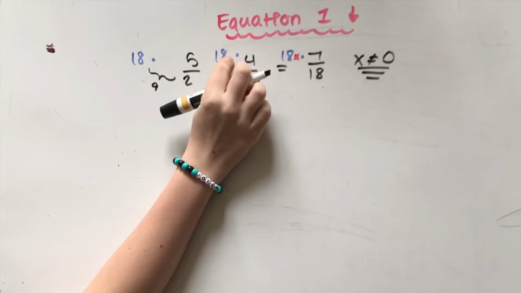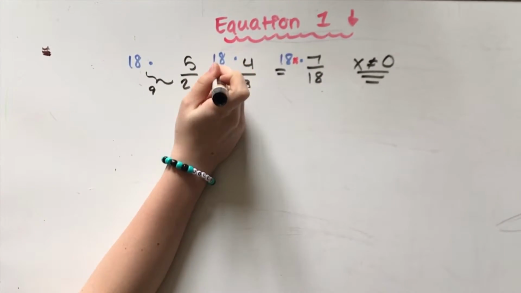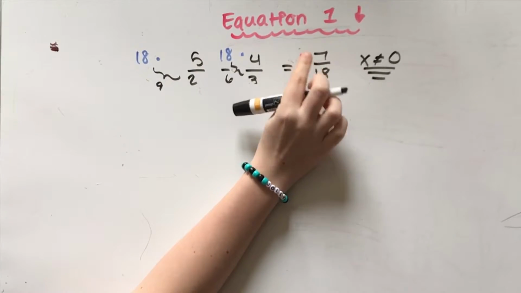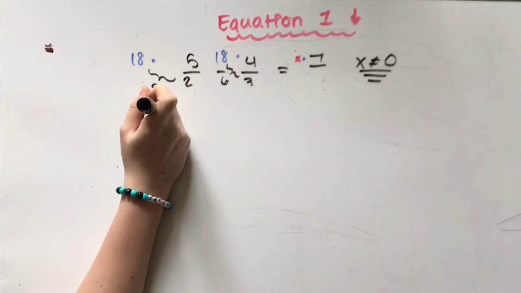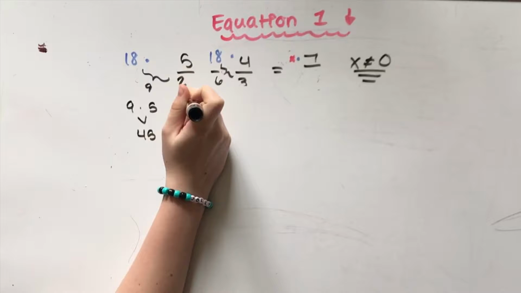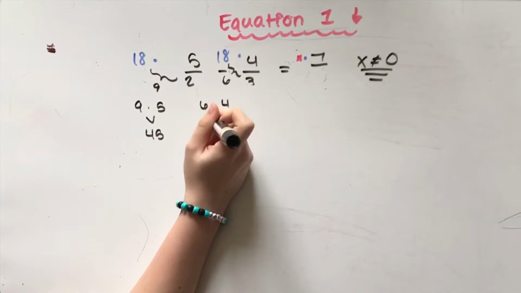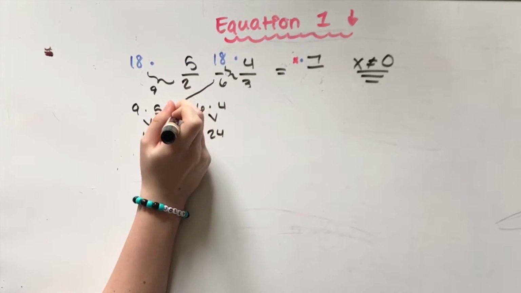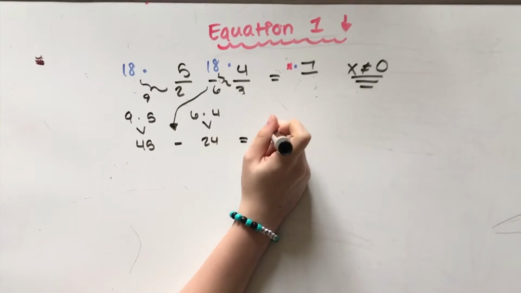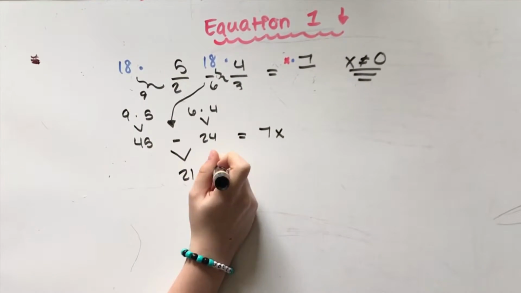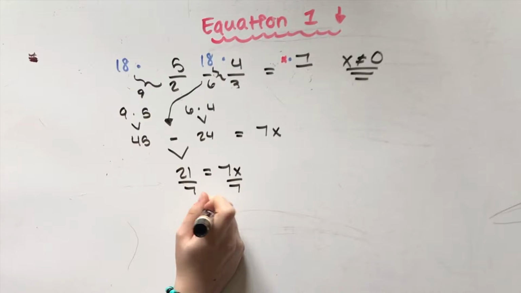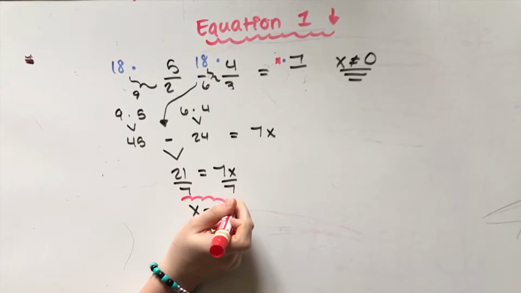which equals 9. You do this for all of the terms, so 18 divided by 3 is 6, and here you would get rid of the two 18s and you'll be left with 7x. 9 times 5 is 45, 6 times 4 is 24, and bring down that subtraction sign and you'll get 21 equals 7x. Divide by 7 and you'll get x equals 3.